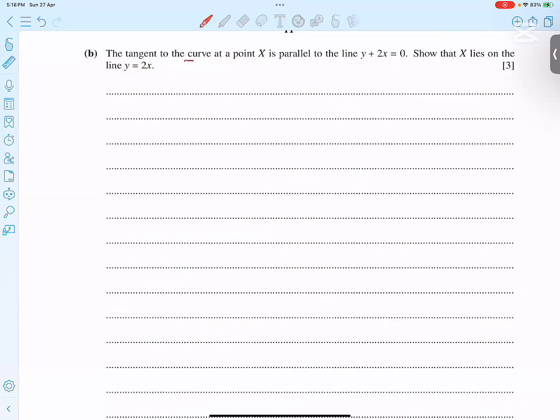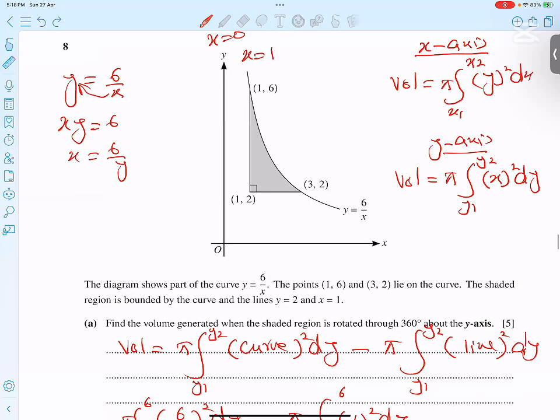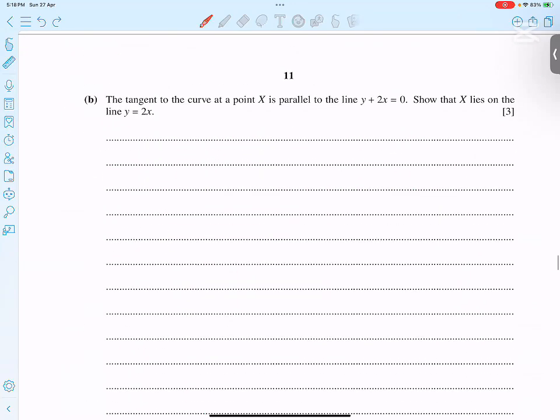The tangent to curve at x. Okay, best technique. I bring this. I can use it even here. So read a statement, please. The tangent to curve at x. So it means x is on the curve. Make sure it is parallel to this line. Parallel to this line. And how to convert it?